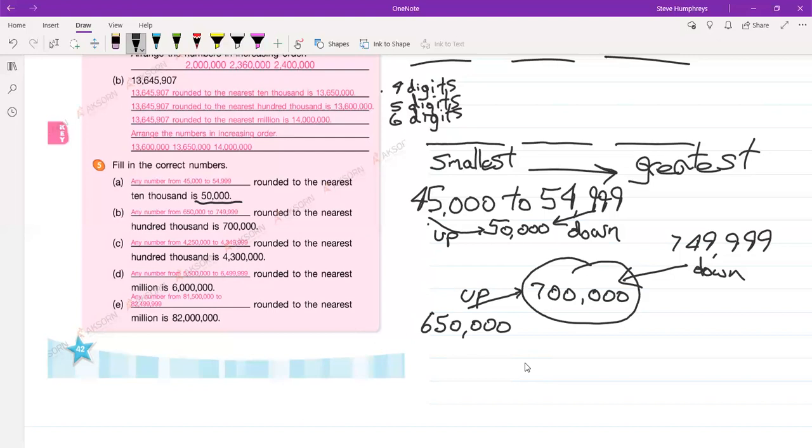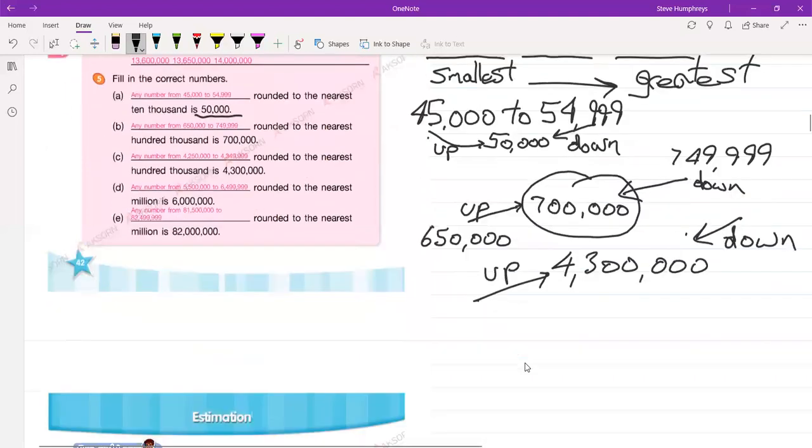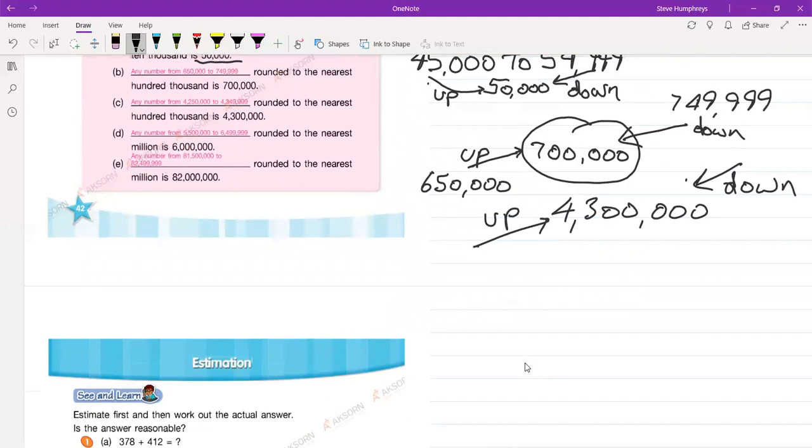C is also rounding to the nearest 100,000. So you're going to have 4,300,000. You're going to have a number here, and a number here. This one will be going up. This one will be down. See if you can work out what they are.